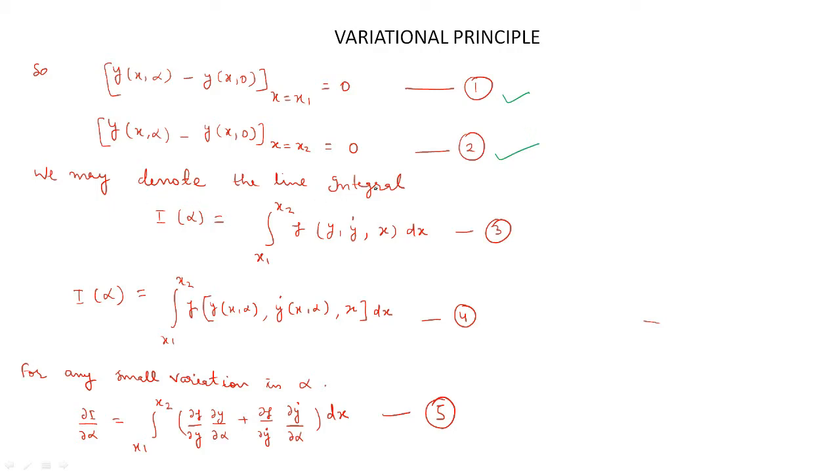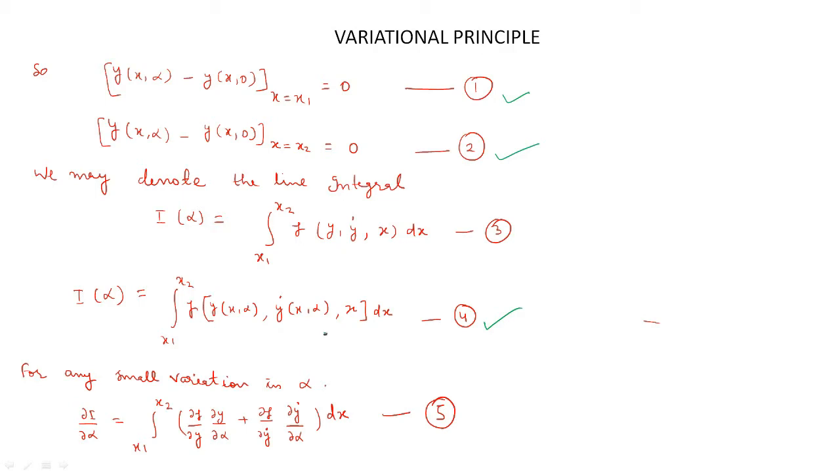Let us denote the line integral for the y(x, alpha) curve as I(alpha) equal to the integral from x1 to x2 of f(y, y dot, x) dx. Let us say it is equation number 3. Here f is a function of y, y dot and x. Because y is a function of x and alpha, we can write I(alpha) equal to the integral from x1 to x2 of f(y(x, alpha), y dot(x, alpha), x) dx. Let us say it is equation number 4.